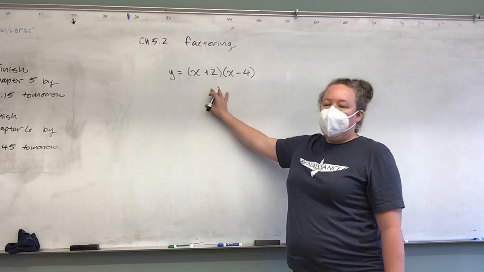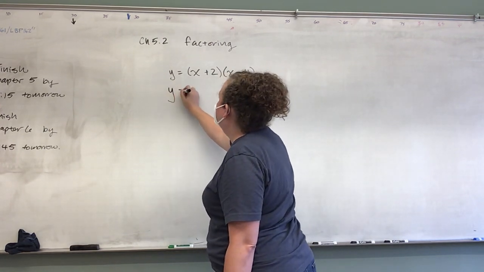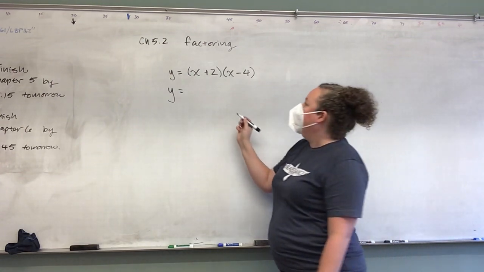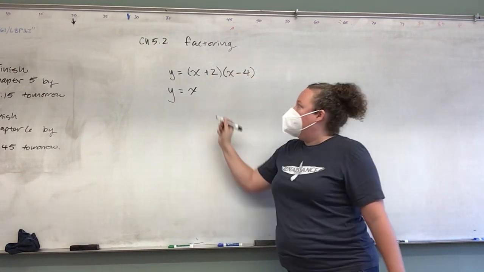If we FOIL this, what do we get when we multiply the first two? Yep. And the outside two?